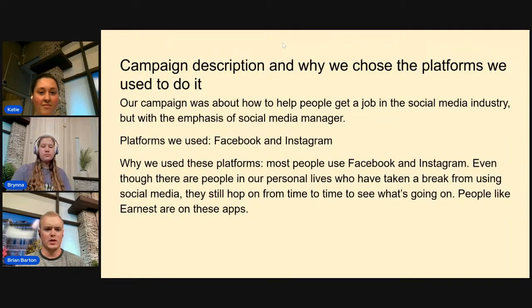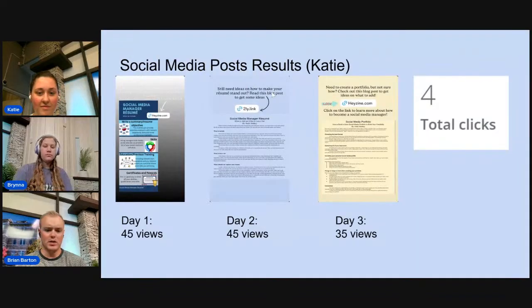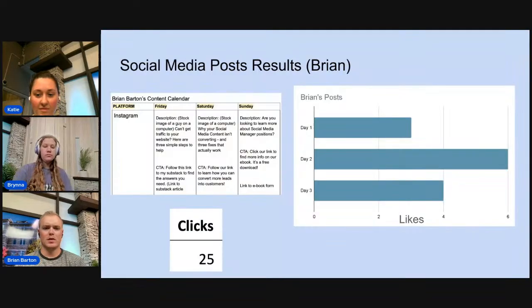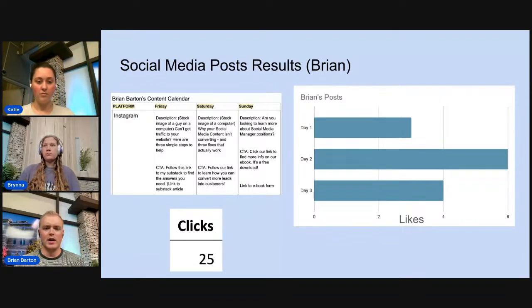Great. All right, you can go to the posts I made. So let's go over some of these posts and how they went. I have a screenshot here of my portion of the content calendar and the posts I created, and then a graph of how many likes and clicks I got and stuff like that.